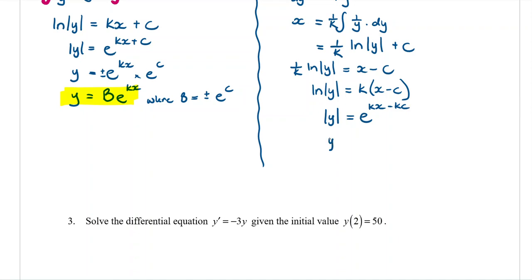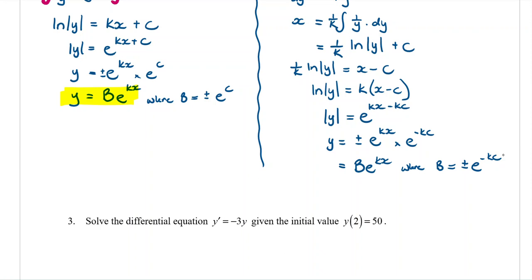To get rid of the absolute values, we're going to have plus or minus. And I'm going to split the exponential to be e to the kx, where my variable is, times by e to the minus kc, where everything is constants. So, like last time, I'm going to change that to be a b, e to the kx, where b is equal to plus or minus e to the minus kc.